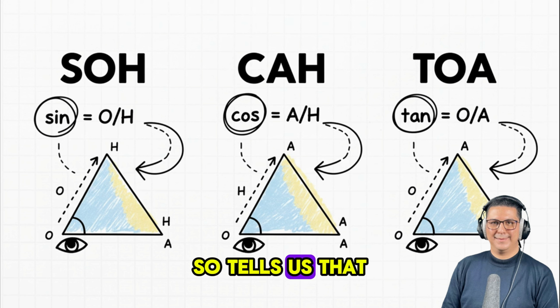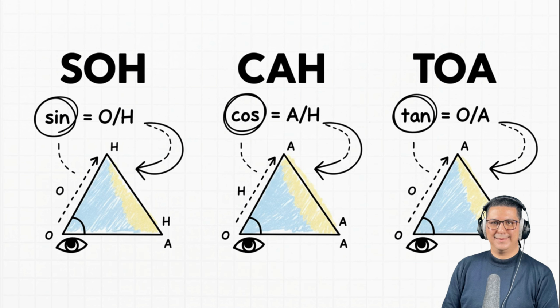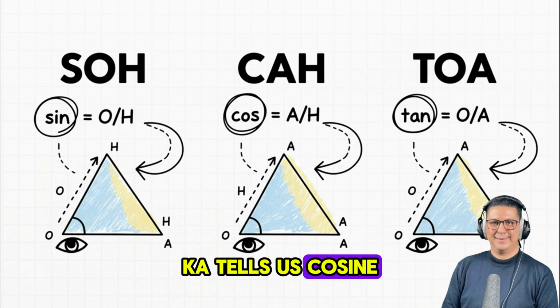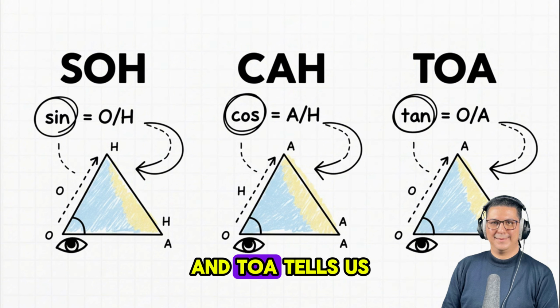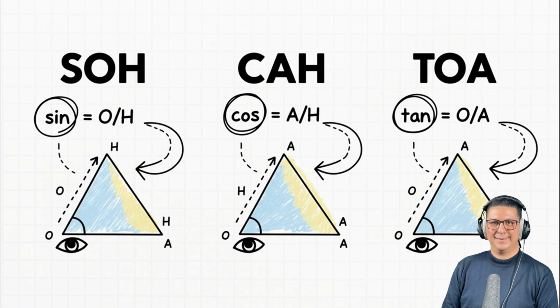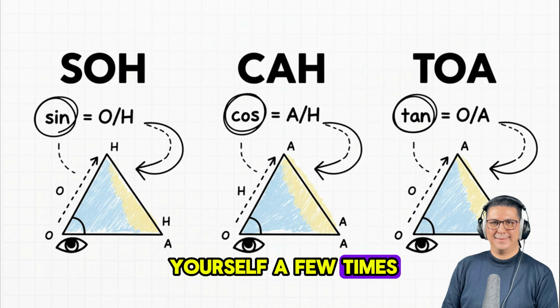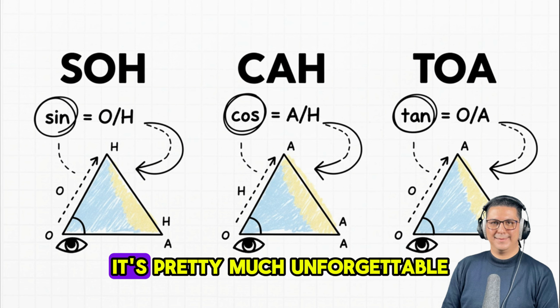SOH tells us that sine is opposite over hypotenuse. CAH tells us cosine is adjacent over hypotenuse. And TOA tells us tangent is opposite over adjacent. Just say it to yourself a few times. SOH, CAH, TOA. It's pretty much unforgettable.